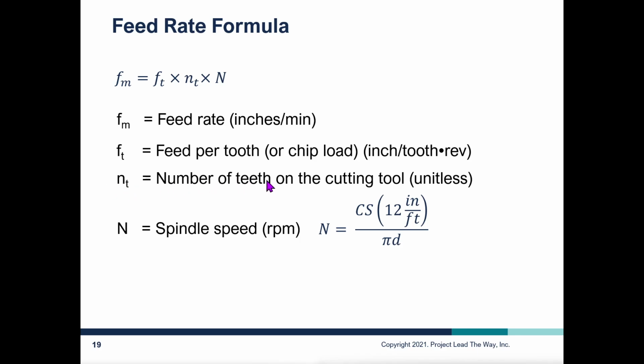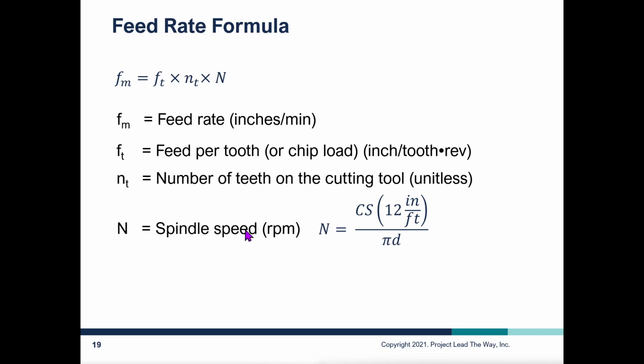N sub t is the number of teeth on the cutting tool. This is unitless. This is the number of flutes. When I look at the tool, is it a 2 flute, 3 flute, 4 flute, 5 flute, 1 flute, whatever that might be. And then N is our spindle speed. We've calculated this on our last one, so we know how to calculate that.